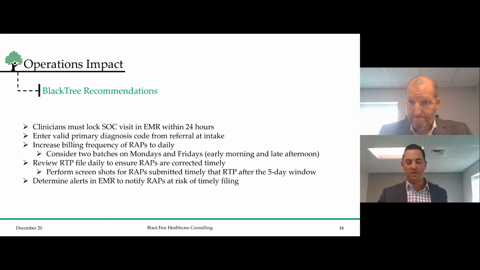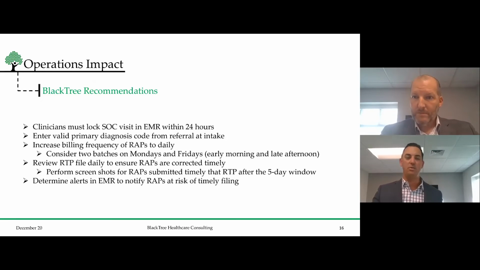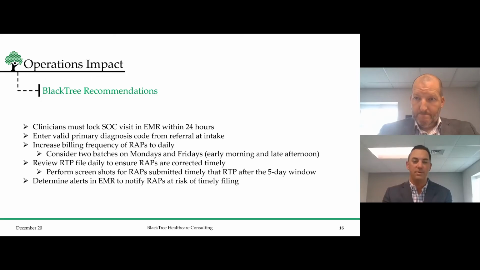Next, determining alerts in the EMR to notify what wraps are at risk of timely fines. This really comes back to understanding your EMR. Some EMRs have a lot of features to deal with the wrap process. Other ones might be a little weaker in these areas. But you want to know, like, hey, if it's day 4, how many of my claims or wraps are going to be late tomorrow? Which ones do I need to focus on?